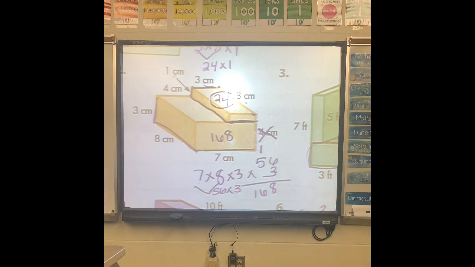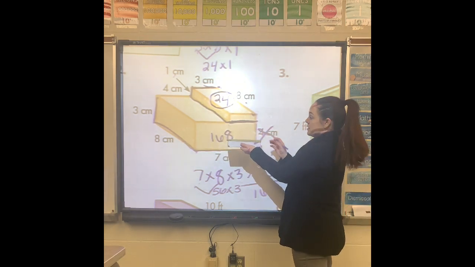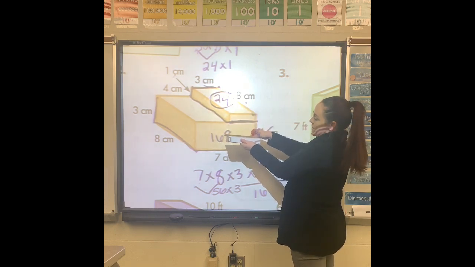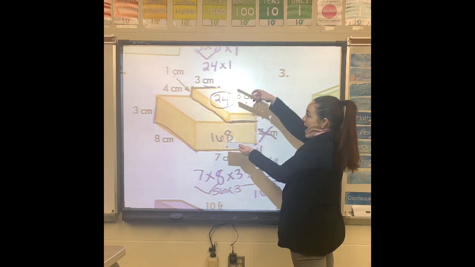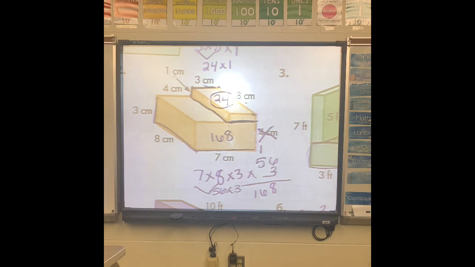And how I like to think of this, I kind of showed the students earlier, this shape would almost be like this. Here's my bottom piece, here's my top piece. So my bottom piece is 168, my top piece is 24, and I want to know the combined volume of these. So I'm going to add 24 plus 168. Sometimes it's easier for them to see those physical objects.